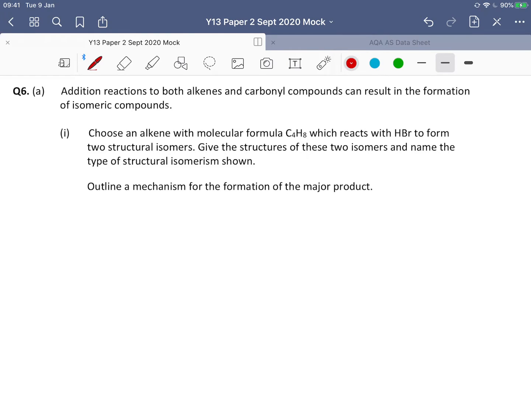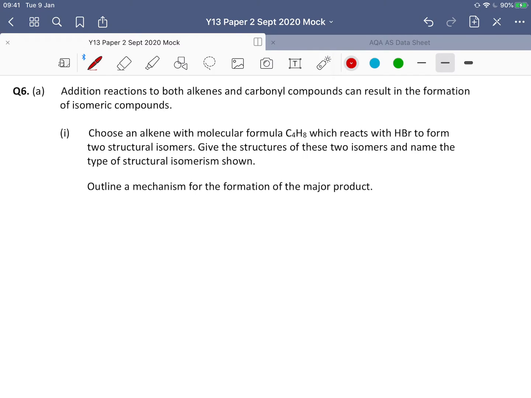Okay, now we're on question 6. It's quite a long question. So our first question is: addition reactions to both alkenes and carbonyl compounds can result in the formation of isomeric compounds.